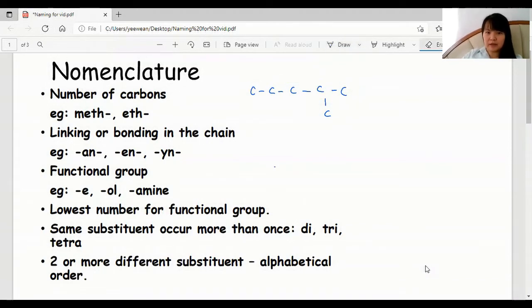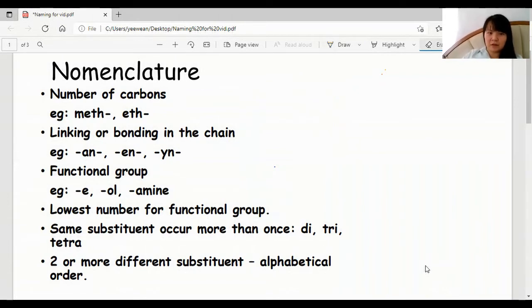But if we have a carbon chain that is something like this, don't be mistaken that 5 is the longest carbon chain, because it's not. So we should go the other way, and therefore 6 is the longest carbon chain here. So that determines the first part, the first prefix of the naming.